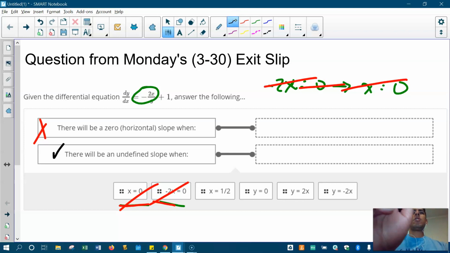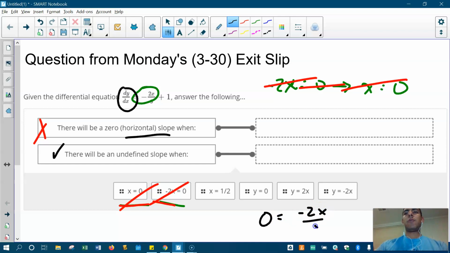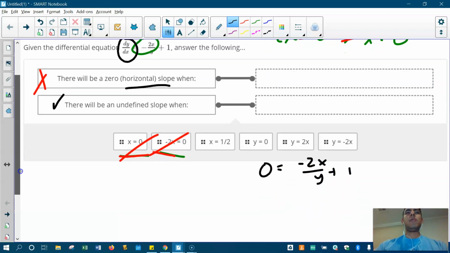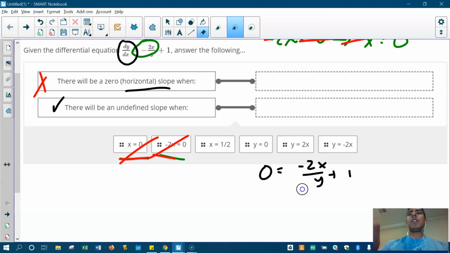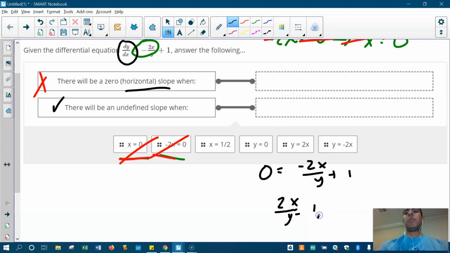If you want a horizontal slope, that means you want dy/dx to be 0. So we're going to set 0 equal to negative 2x over y plus 1. And now let's see what happens. I'm just going to move that over, sorry. And what I'm going to get is 2x over y equals 1. And then multiplying by y, I get 2x is equal to y. Oh, look at that. There's our answer.